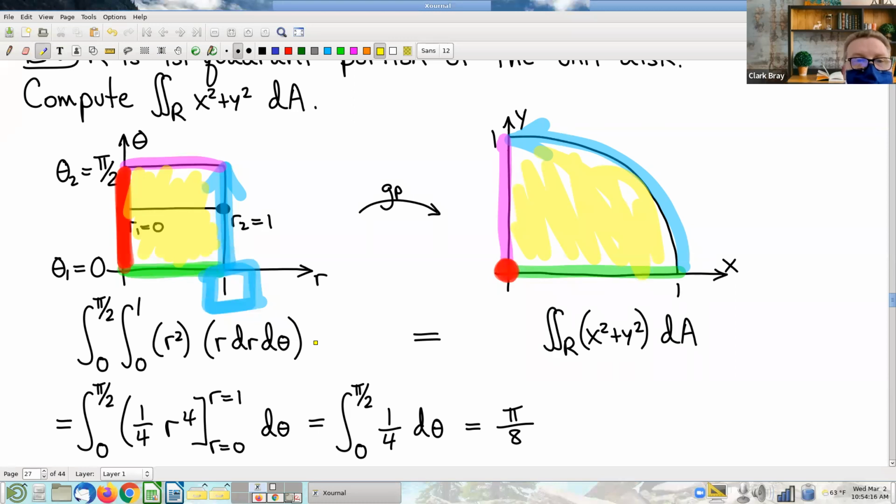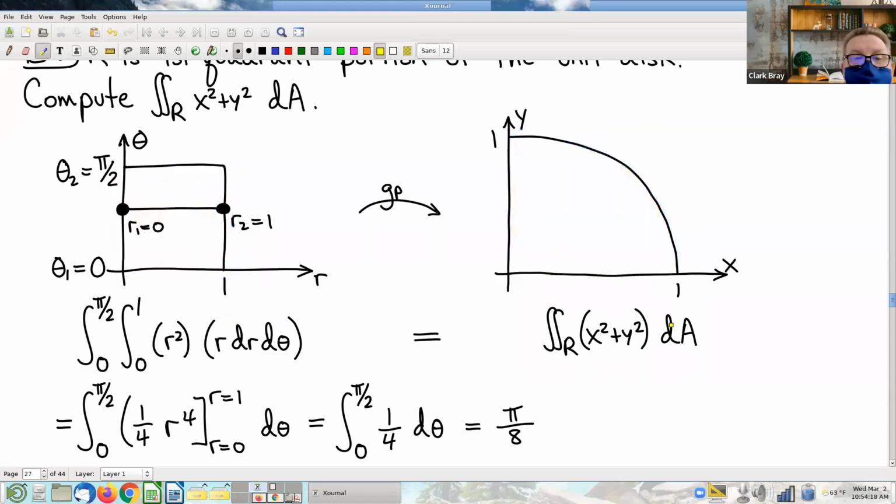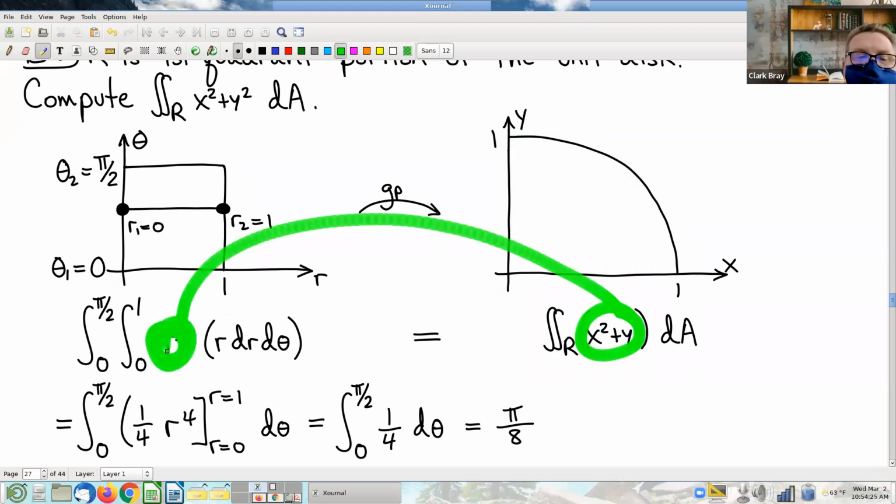Okay, so I've got my pullback domain. Now I just got to start plugging in. What is x squared plus y squared? How do I write that in terms of r's and thetas? Well, we already know a bunch of stuff about polar coordinates. All the algebra of polar coordinates still works. X squared plus y squared is still r squared. No problem.